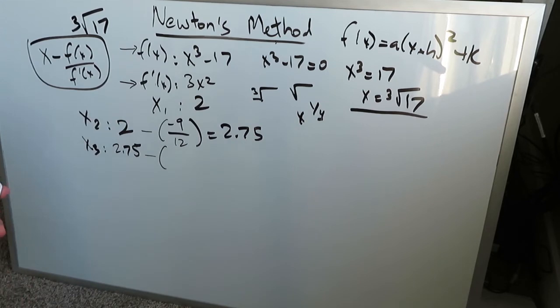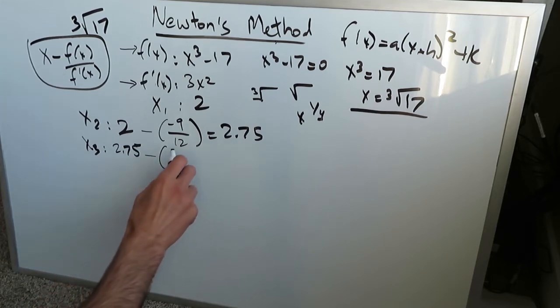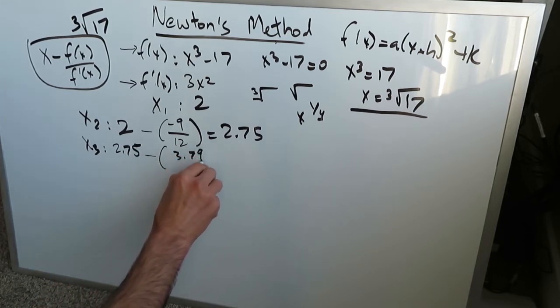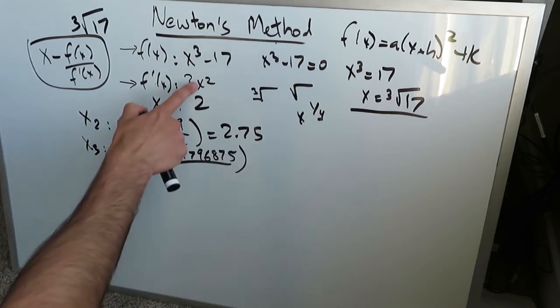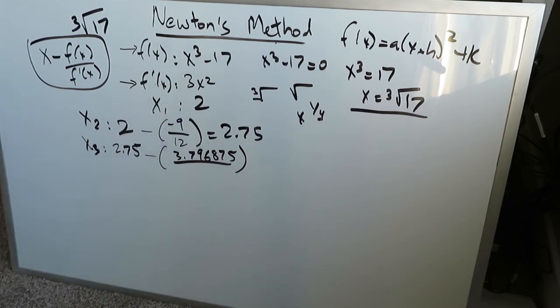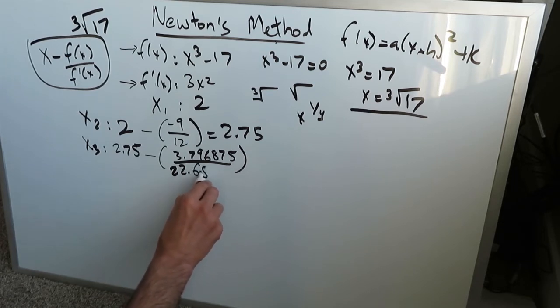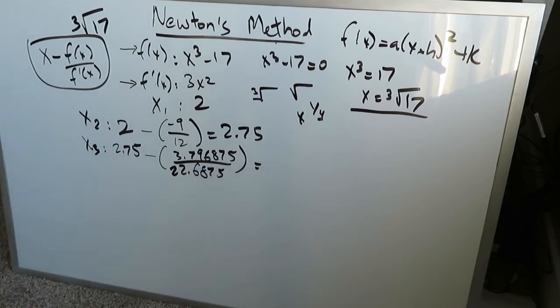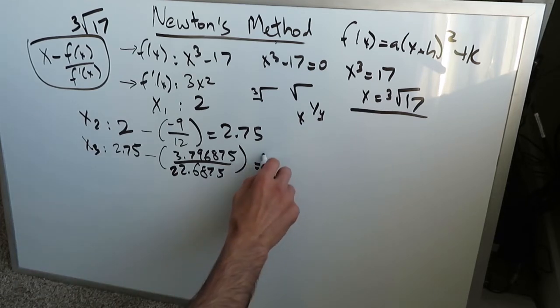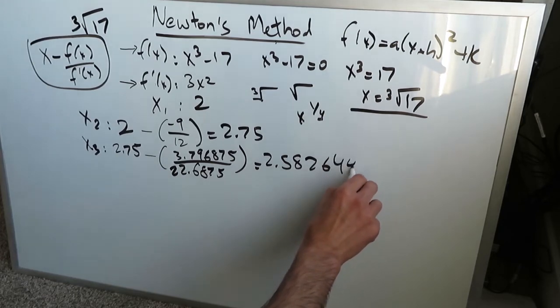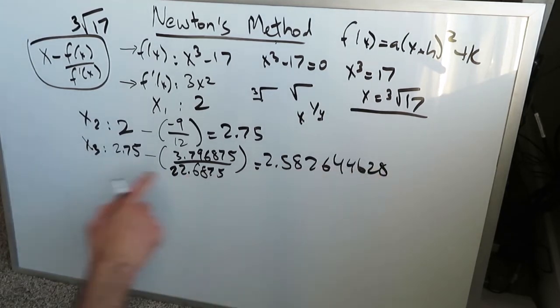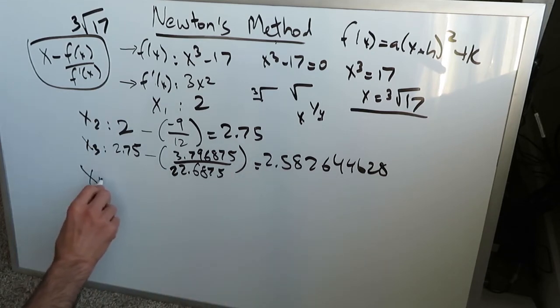2.75 into that. 2.75 cubed minus 17. Remember, you have to write all the numbers down here. I'm getting 3.796875. And 2.75 squared times 3, I'm getting 22.6875. When we solve this out, what do we get? Over here I'm getting this number. I'm going to write all the place values down: 2.5826444628. Now this output will become the input for step number 4.